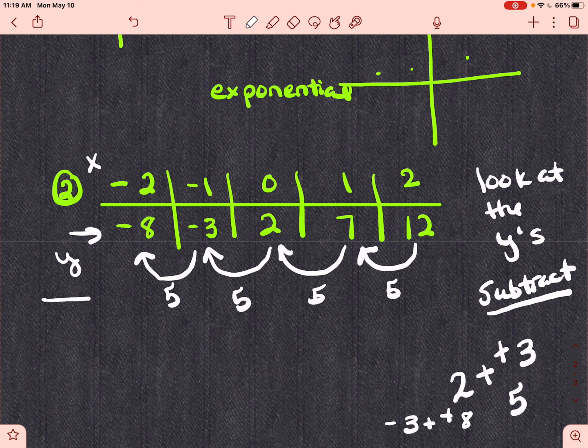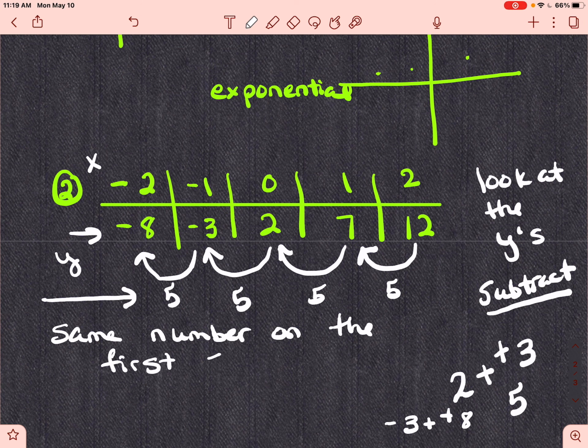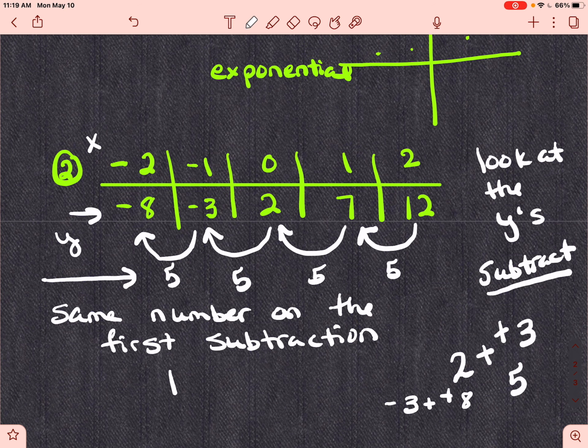If we get the same number on the first subtraction, what we're going to know is that this is linear. Always happens. It's really cool.